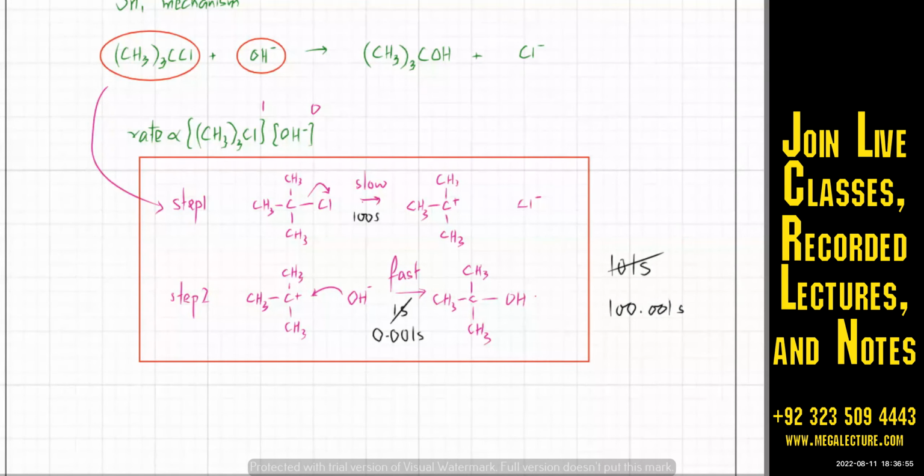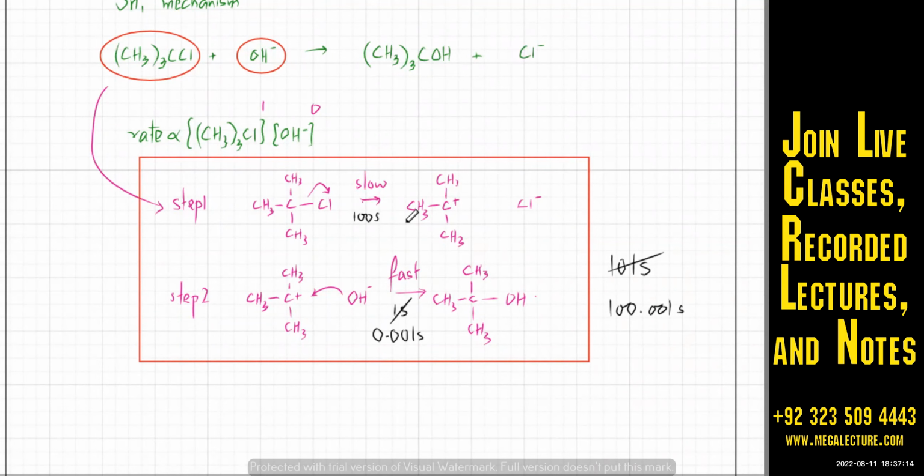Yes, Bilal, obviously it would have higher activation energy, but we're not going into that detail. We just know that a reaction is happening in multiple steps. Maybe there are 3 steps, maybe there are 4 steps. Some of the steps will be slow and some of the steps will be fast.